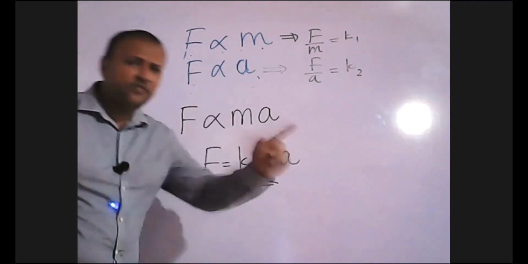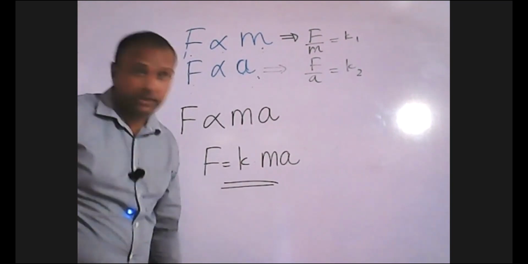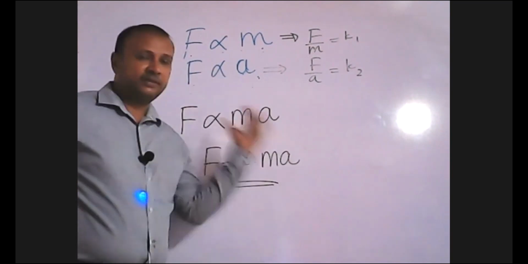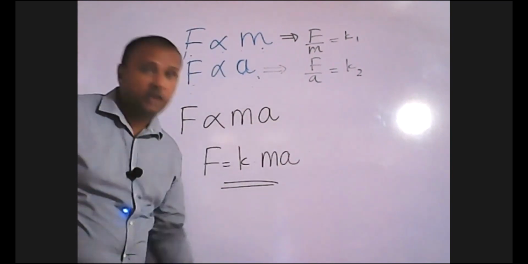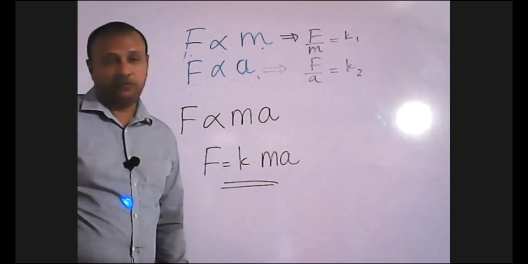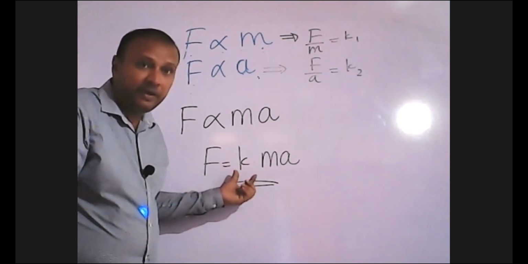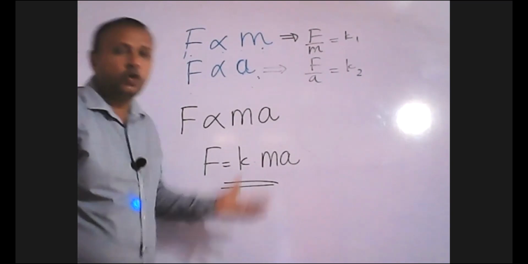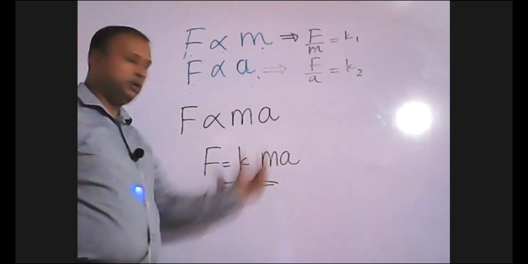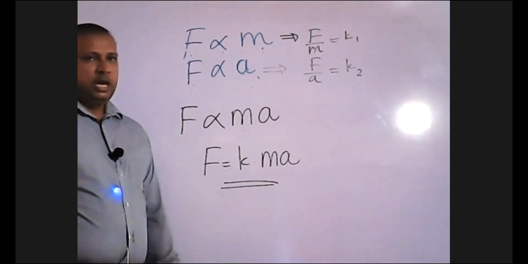So if I know the value of the proportionality constant, if I know the value of K, I can write this equation as a general equation, as a usable equation. Because if I don't know the value of K, this is not a usable equation. So if I know the value of K, I can write this equation as a usable equation.